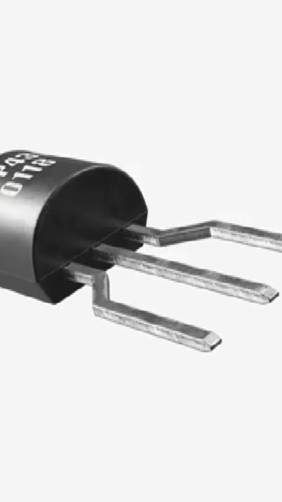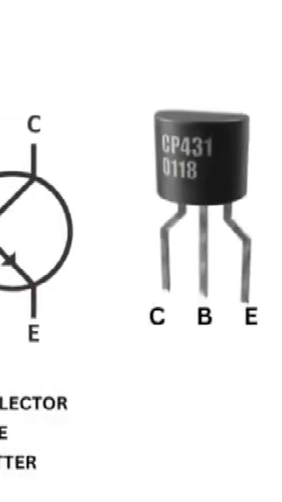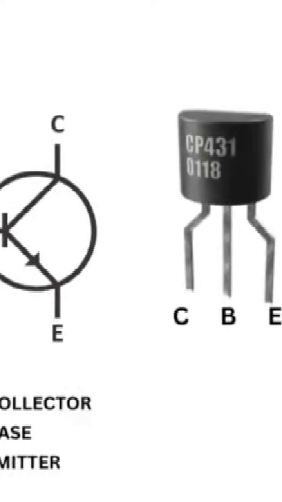There are 3 terminals for a transistor. 1. Base. This is used to activate the transistor. 2. Collector. It is the positive lead of the transistor. 3. Emitter. It is the negative lead of the transistor.